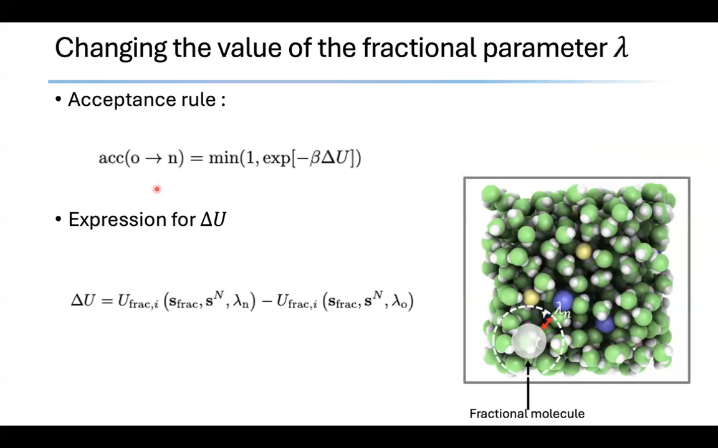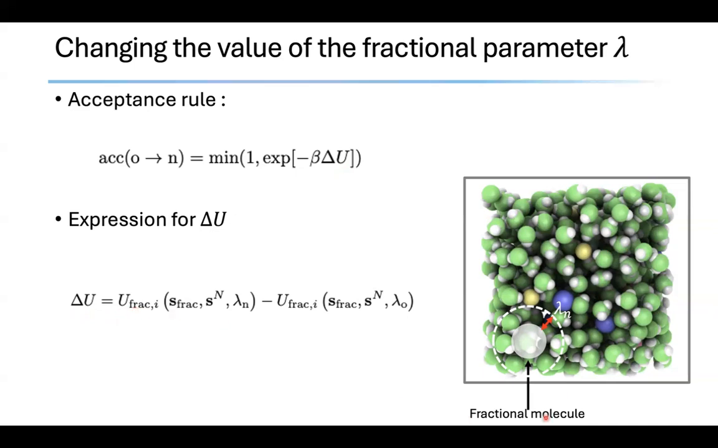The next set of moves are called changing the configurational parameter, or changing the parameter lambda. When you change the value of lambda, you can either increase the value of lambda or decrease the value of lambda. Once again, the acceptance rule is pretty straightforward, where you choose the minimum of 1 and the exponential of minus beta delta U. And delta U is the change in the energy in the box where the fractional molecule is located.